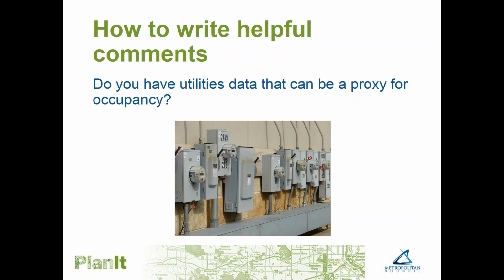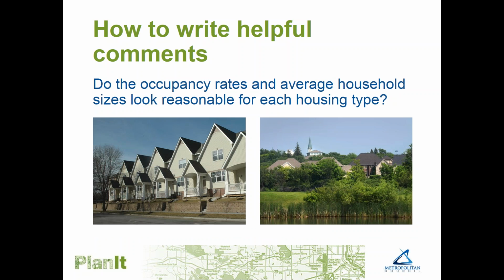Second, some communities have utilities data that can shed light on occupancy rates or trends in occupancy rates. And then I'm also interested in hearing whether occupancy rates and average household sizes for the different housing types in your community seem reasonable. So not the overall occupancy rate and average household sizes, but the type-specific ones that we're estimating. And that's because sometimes, despite all that we do to address the uncertainty in ACS estimates, there's a type of housing that just isn't very common in a community, and the occupancy rate or average household size for that housing type can still be a little off. So any perspective you can shed on that would be really helpful too.